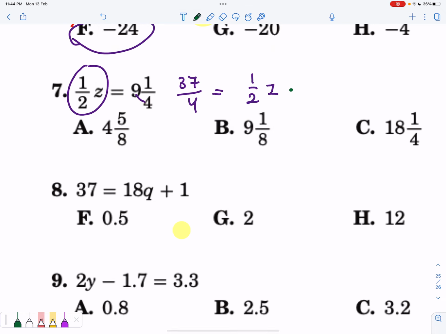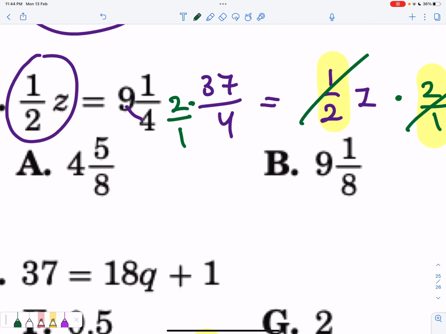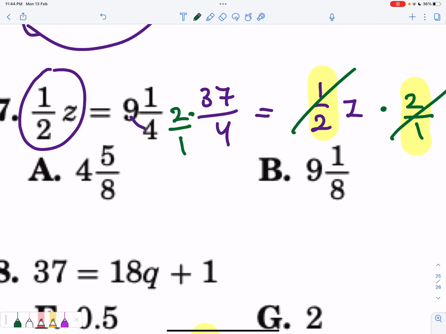I will multiply both sides by 2, I mean 2 over 1, which is the inverse of that fraction. Okay? Now I can cross that with that. So here, look what do I have? I have 37 over 4 multiplied by 2.